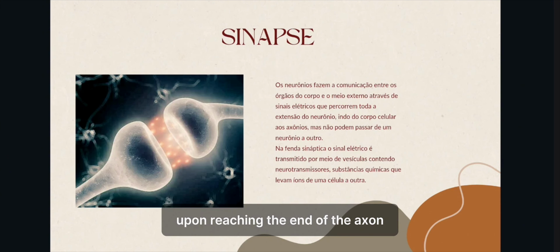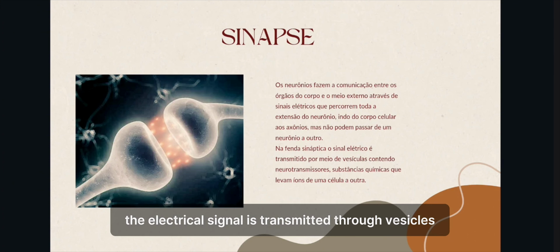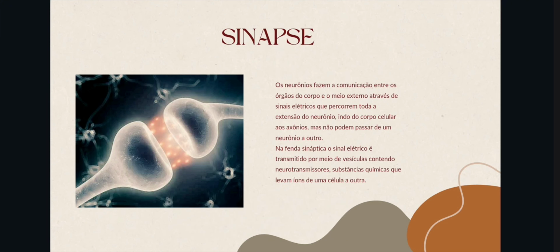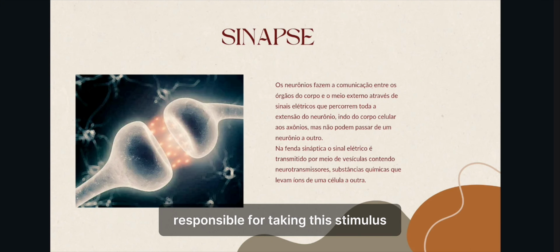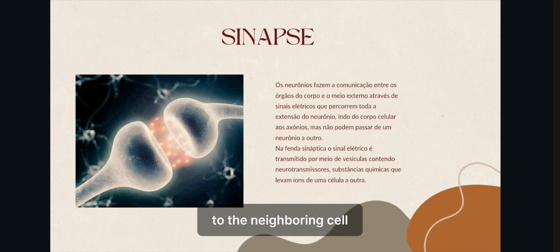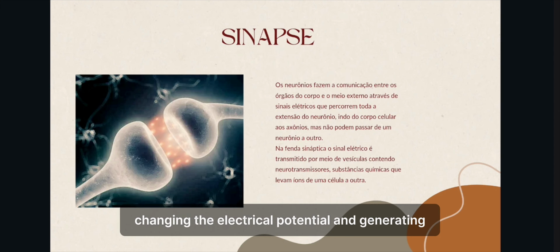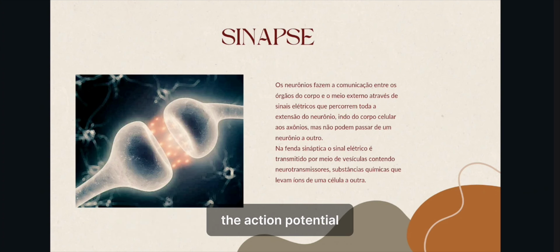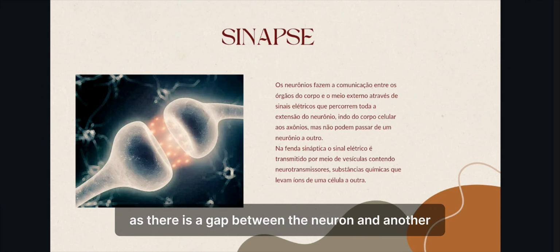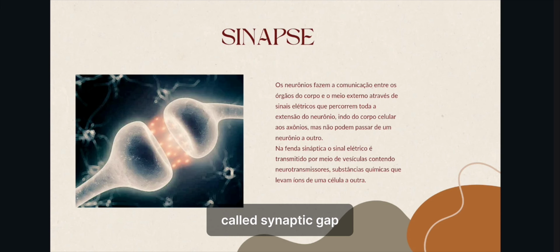Upon reaching the end of the axon, the electrical signal is transmitted through vesicles containing neurotransmitters, chemical substances responsible for taking the stimulus to the neighboring cell. Neurotransmitters cause ions, particles with an electrical charge, to be taken from one cell to another, changing the electrical potential and generating the action potential, but without touching it directly, as there is a gap between one neuron and another, called the synaptic gap.